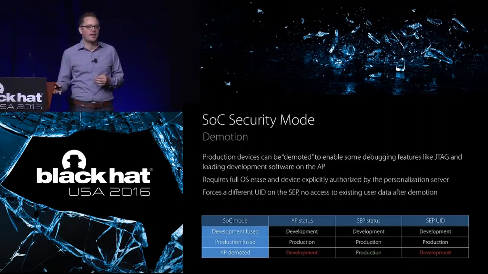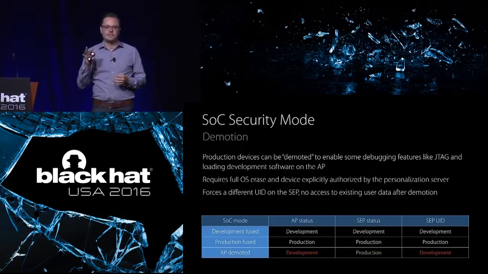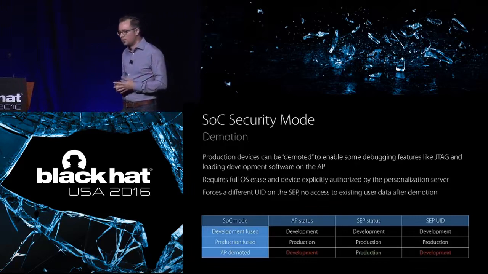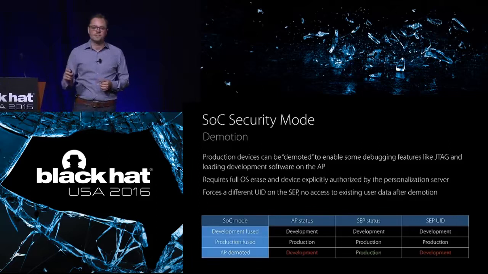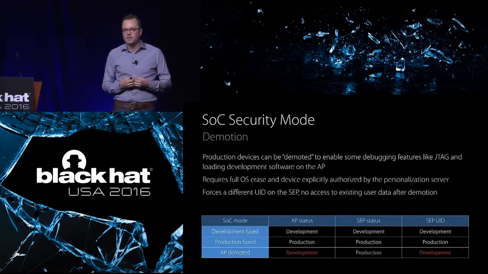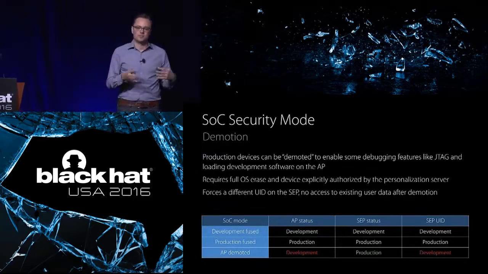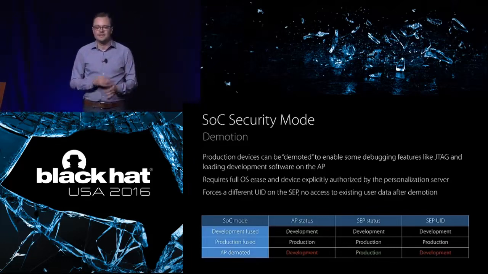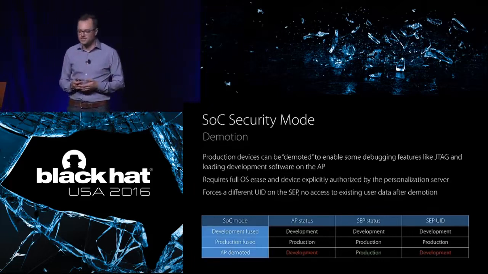This requires both that after being authorized for this on the personalization server, the device to be demoted is fully erased and a new OS loaded on it. But the key thing about it is that it also forces a different UID key to show up to the SCP. And this is done in hardware. In other words, if a production device is demoted, the UID key that was used in deriving the master key that protects any user data previously on that device is simply unavailable to any software. A different UID key turns up.